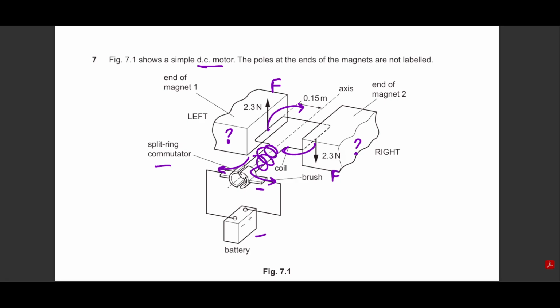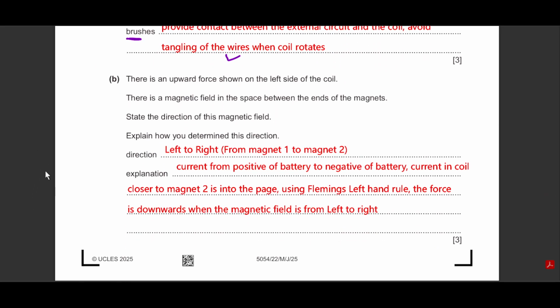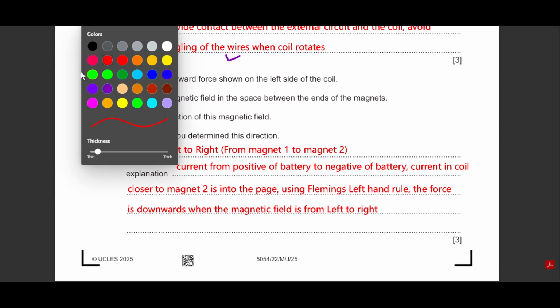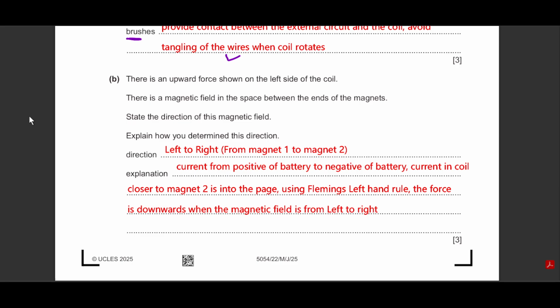So this segregation is enabled by the carbon brushes. They're also a dry lubricant in that sense, and they're good conductors of electricity. So they make sure that the external circuit has good contact with the internal circuit of the coil. It says there's an upward force.